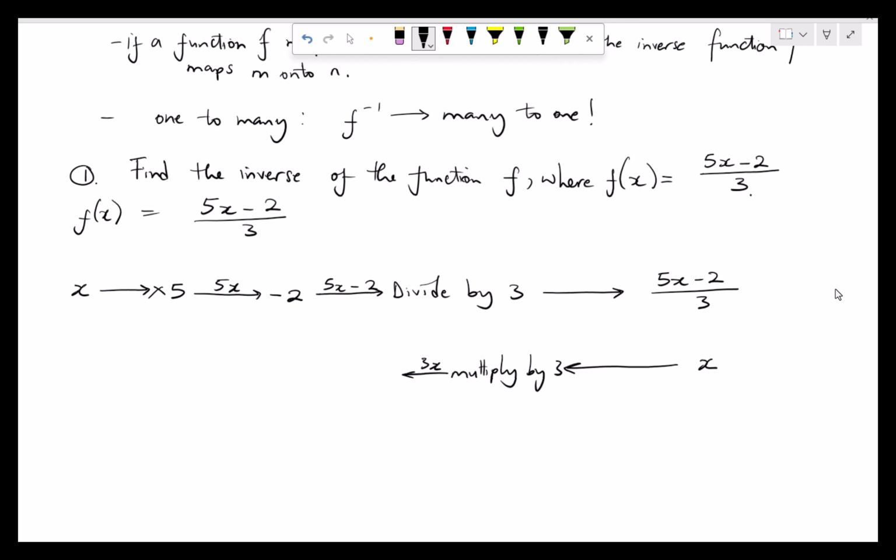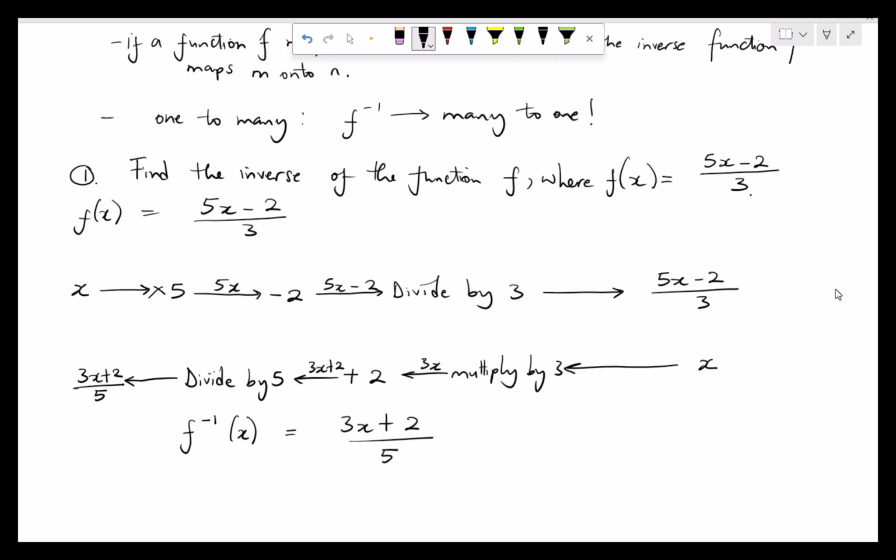The second step, we had subtracted 2. In this example, we are going to add 2. And when we add 2, we end up with 3x plus 2. The next step was to multiply by 5. The inverse of multiplying is dividing by 5. And once we divide by 5, we get (3x plus 2) all over 5. The inverse function, denoted by f inverse of x, is equal to (3x plus 2) all over 5. So this is how you get the inverse of a function using the mapping diagram.